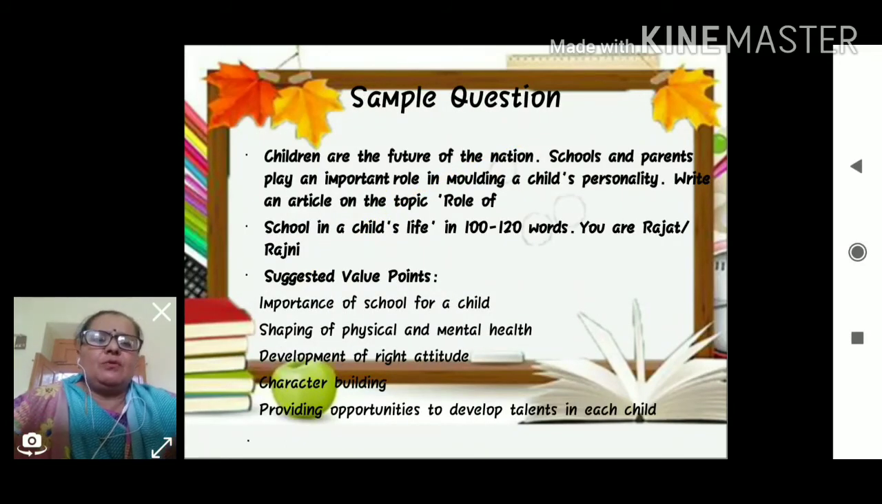Now let's do one sample question. Children are the future of the nation. Schools and parents play an important role in molding a child's personality. Write an article on the topic role of school in a child's life. Here the topic is given to you and you have to write it in 100 to 120 words, and you are Rajat Rajani, so the byline is also given to you. Both are mentioned there. Now I have prepared some suggested value points which I may put in my answer: importance of school for a child, shaping of physical and mental health, development of right attitude, character building, providing opportunities to develop talents in a child.